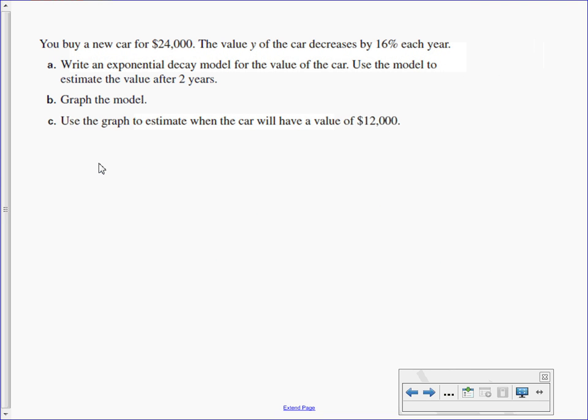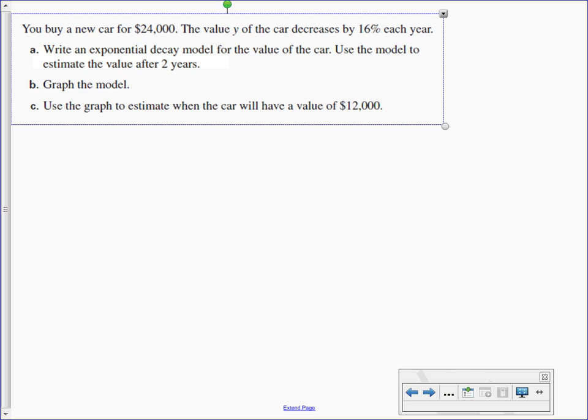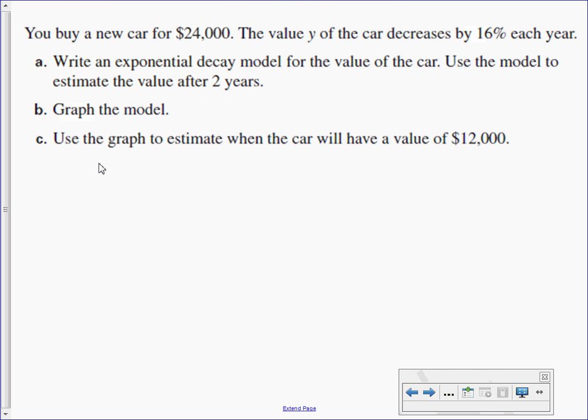Here's an example. You're buying a car for 24 grand. It's not bad. I don't think you're really buying very many new cars nowadays for 24 grand, to tell you the truth. I think the average price is about 30 nowadays. The car is decreasing in value by 16% a year. Write the decay model for the value of the car, and use the model to estimate the value after 2 years.